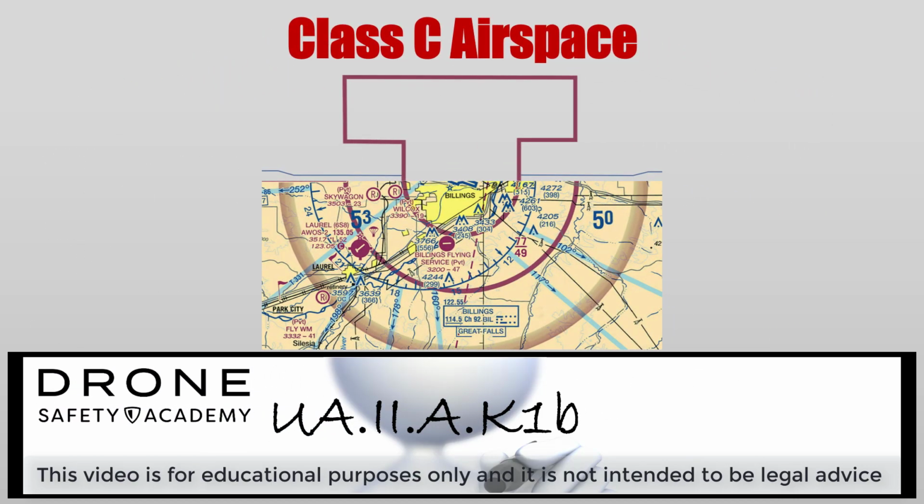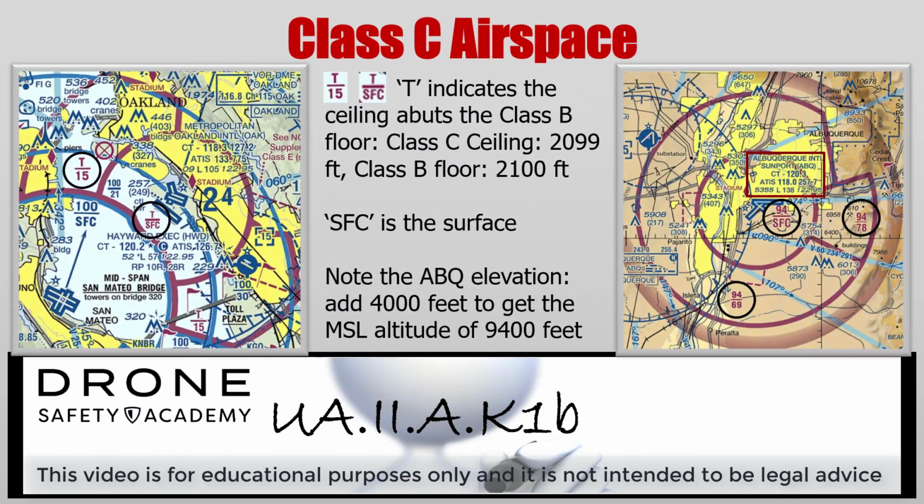Here we can see the profile of a Class C airspace. It's pretty straightforward. Also, we can see the profile of a Class E transition area. In these two examples, it's going to help us identify the vertical height of each of the areas of the Class C. On the left-hand side, we see T over 15 and T over surface.